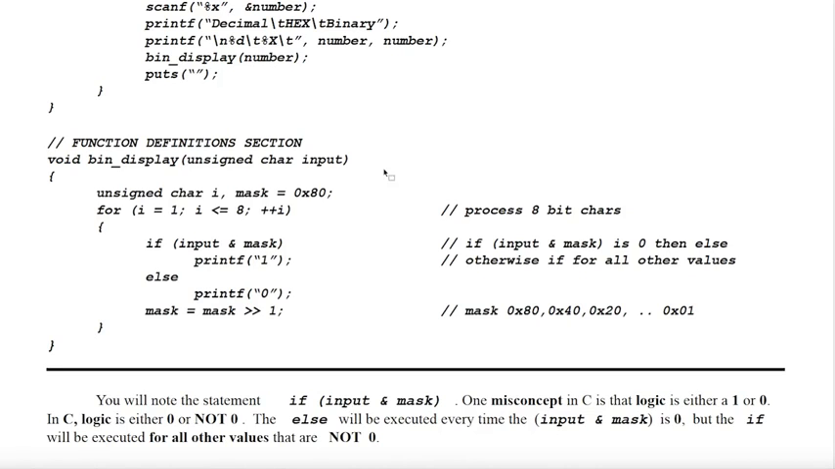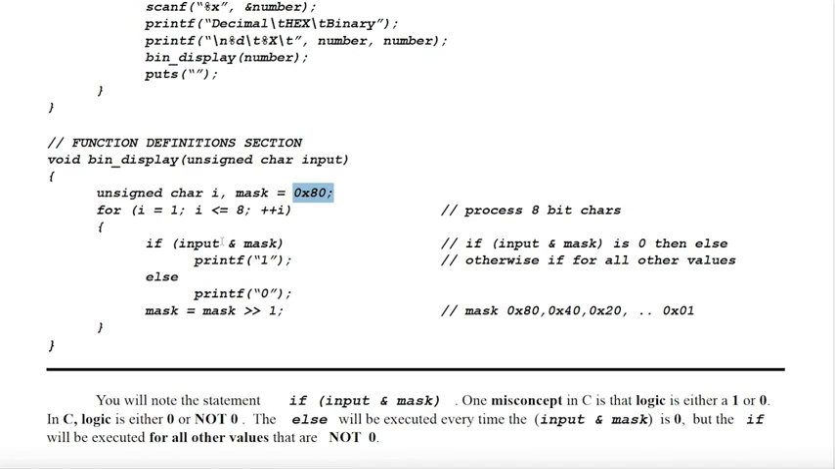Okay, to display things in binary, you have this void bin display unsigned char input, and it's going to take an 8-bit unsigned char in, and what it's going to do is process all 8 bits. That's why it's going from I equals 1 to I less than or equal to 8 plus I. Now it's going to start off with a mask of 8, 0. So let's just pick a number like AB.